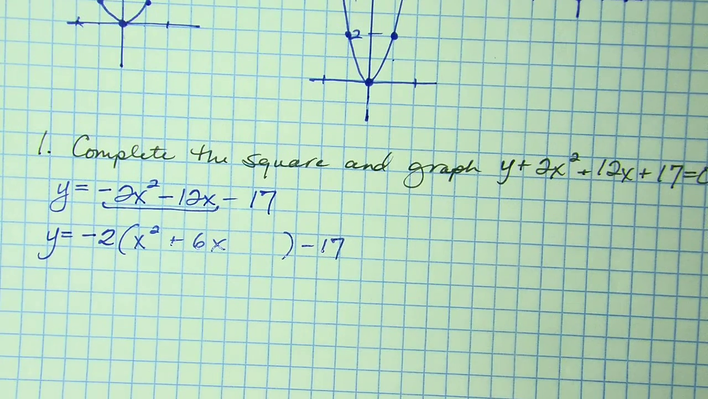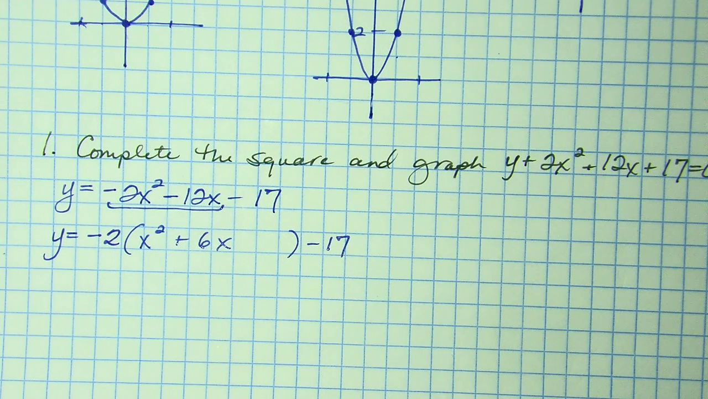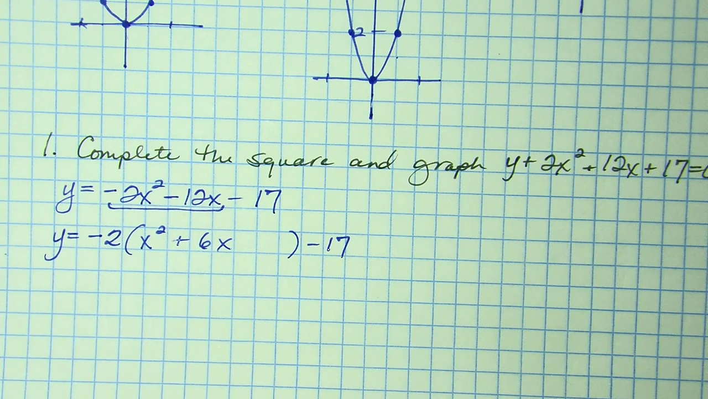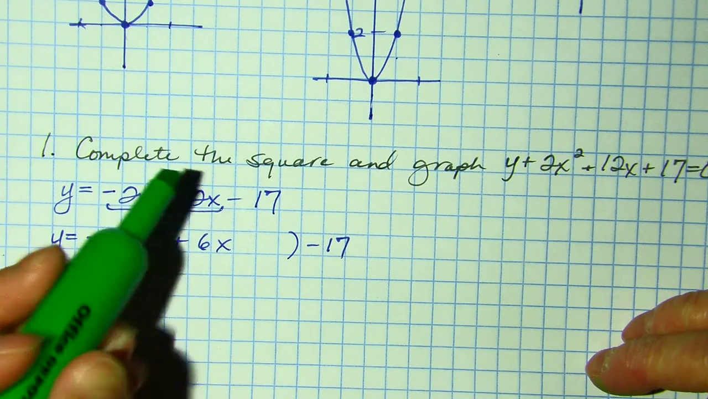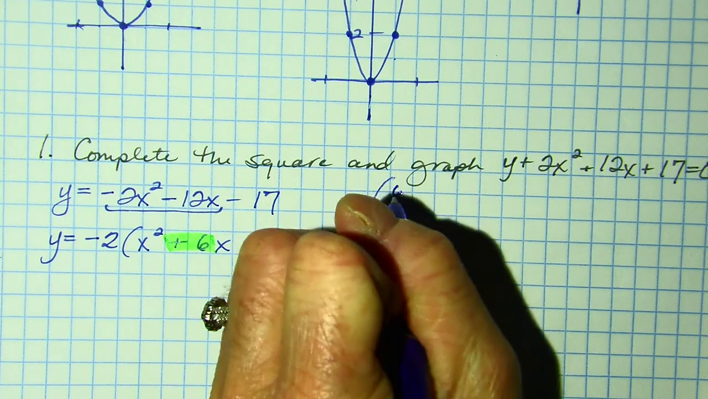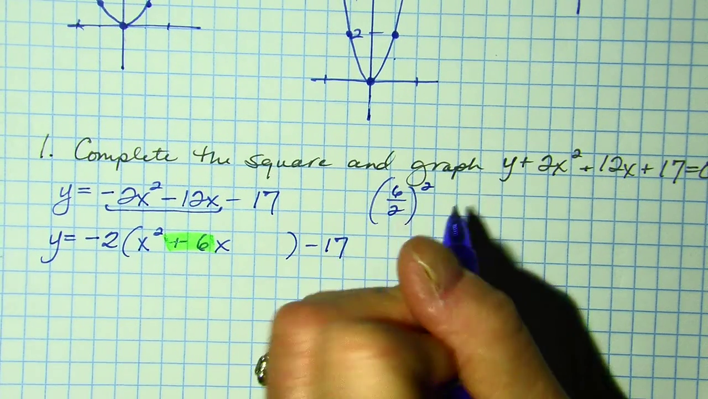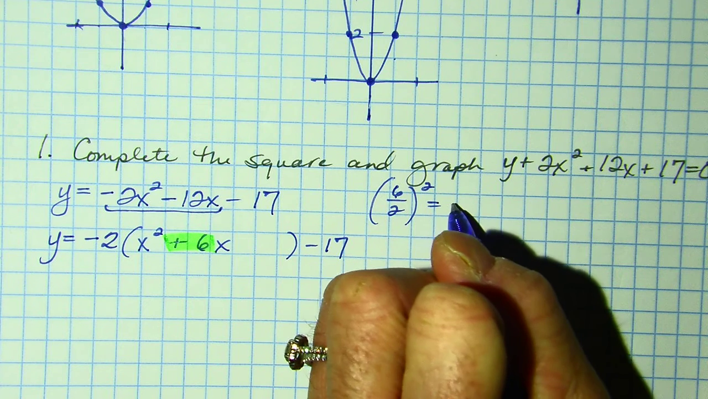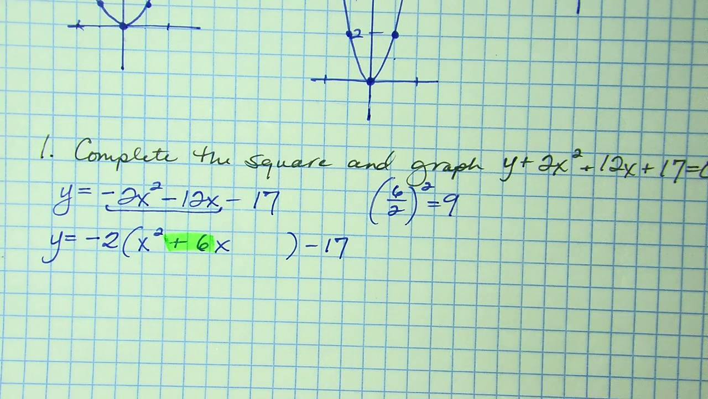So it's the first thing you're going to do. Notice I only factored it out of the first two. To complete the square, you take the b term, which is your middle term, a positive 6. And I do 6 divided by 2 squared. 6 divided by 2 is 3. 3 squared is 9. So I am adding 9 here.